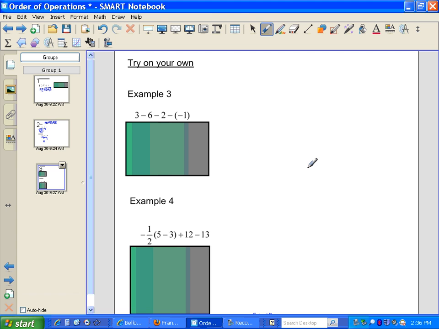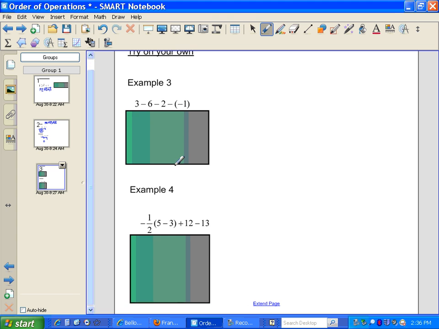Now I'd like you to try a few of these on your own. The first example is 3 minus 6 minus 2 minus a -1. Lots of negatives and subtractions in there. Be careful. The second one is -1/2 parentheses times 5 minus 3 plus 12 minus 13. I'm going to give you about a minute to try these on your own, and then I'll reveal the answers.